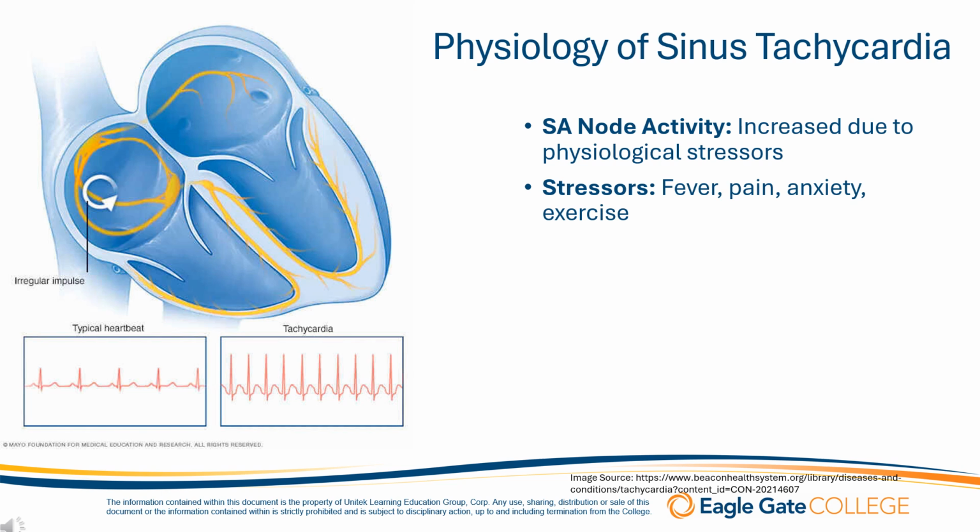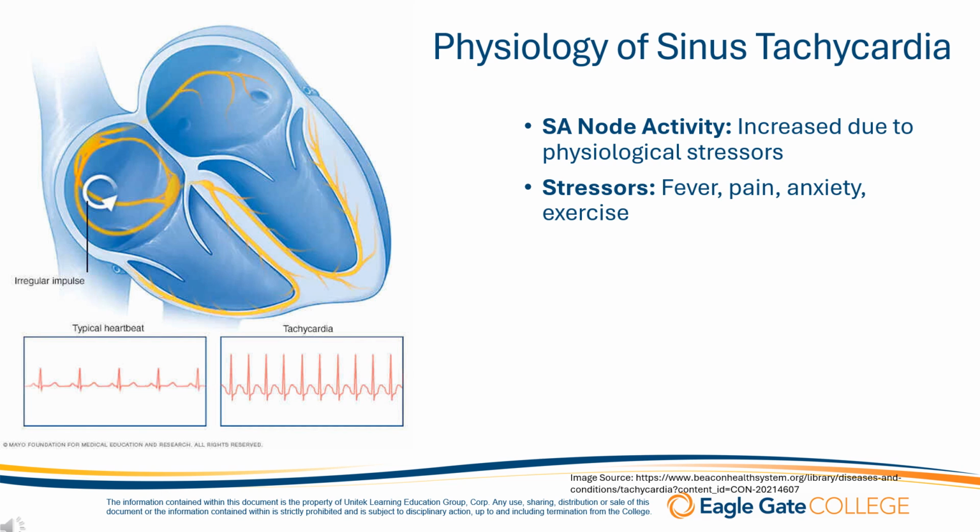Pain can activate the sympathetic nervous system, releasing adrenaline and other stress hormones that increase heart rate to prepare the body to deal with the source of pain. Anxiety and stress activate the body's fight or flight response, releasing adrenaline and other hormones that increase heart rate. This is a natural response to prepare the body to either confront or escape from perceived threats.